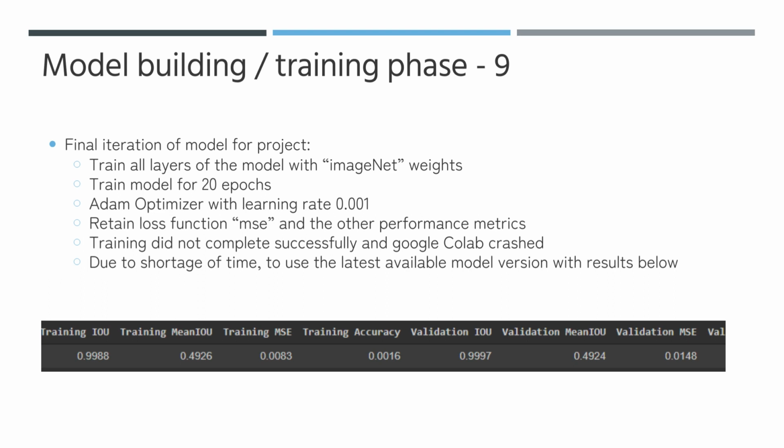Google Colab crashed midway while running through Epoch 11. Due to a shortage of time, I decided to cut short the training and use the results of the model as of Epoch 10. From the initial glance of the metrics from the 10 epochs training, results seem to be quite good.